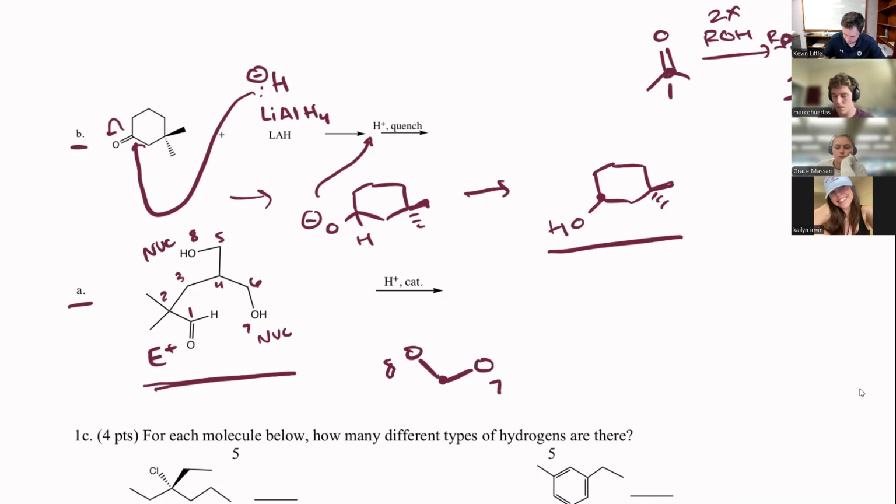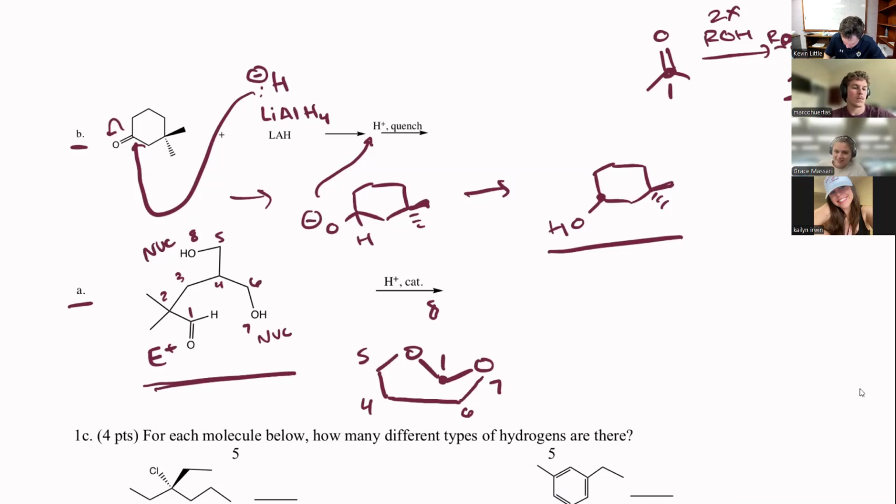Okay, so we're going to probably draw this a little bit ugly. 8 is bound to 5. 5 is bound to 4. 4 is bound to 6, which is bound to 7. Okay, that's kind of weird looking.